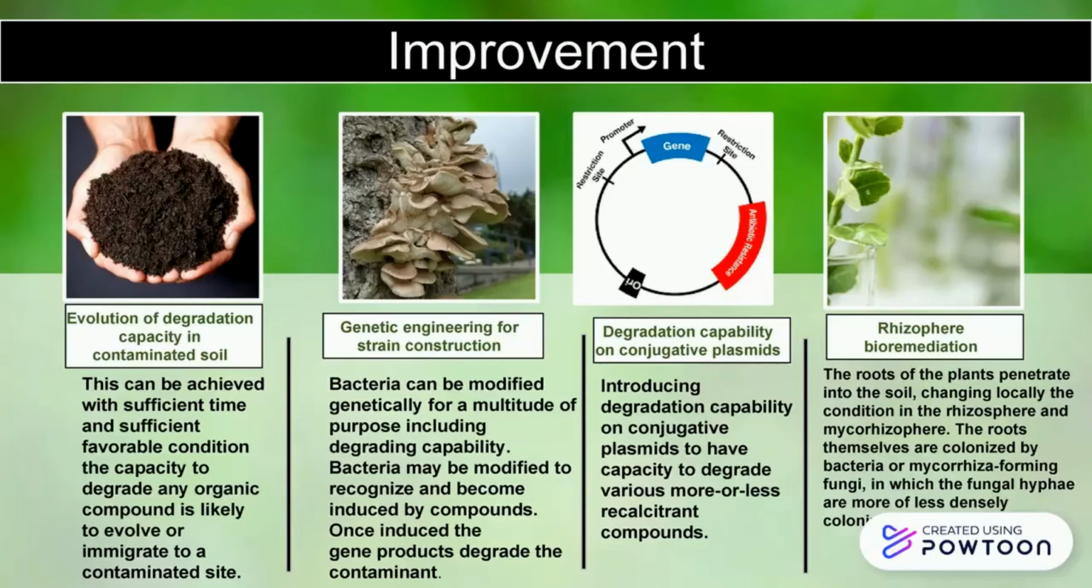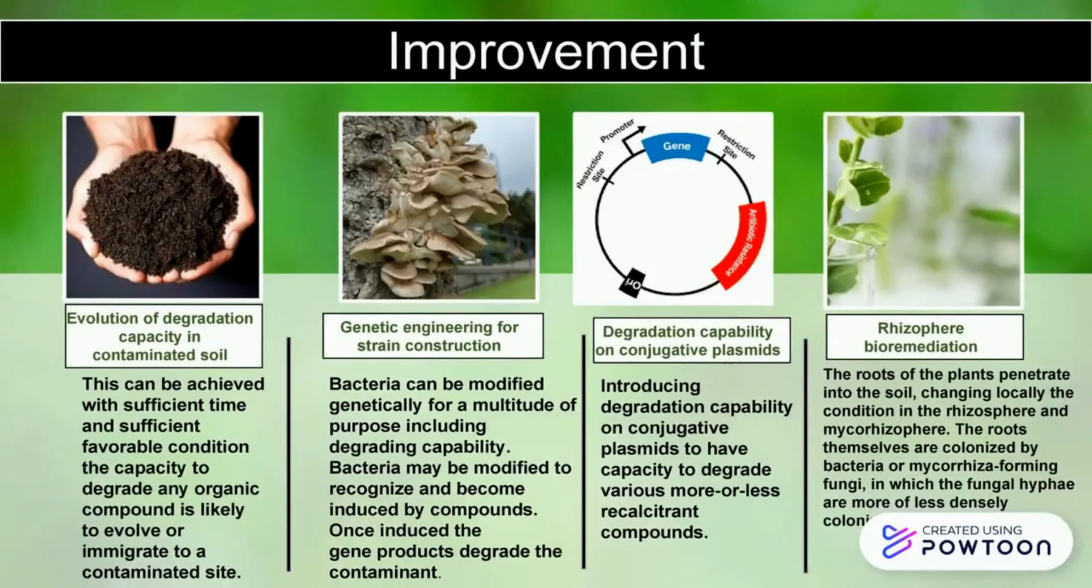Now, let us discuss the improvements that can be done to cover up a few limitations that can be found in this technique. The first one is the evolution of degradation capacity in contaminated soils. This can be achieved with sufficient time and sufficient favorable conditions. The capacity to degrade any organic compound is likely to evolve or might immigrate to a contaminated site. Second, the application of genetic engineering for strain construction.